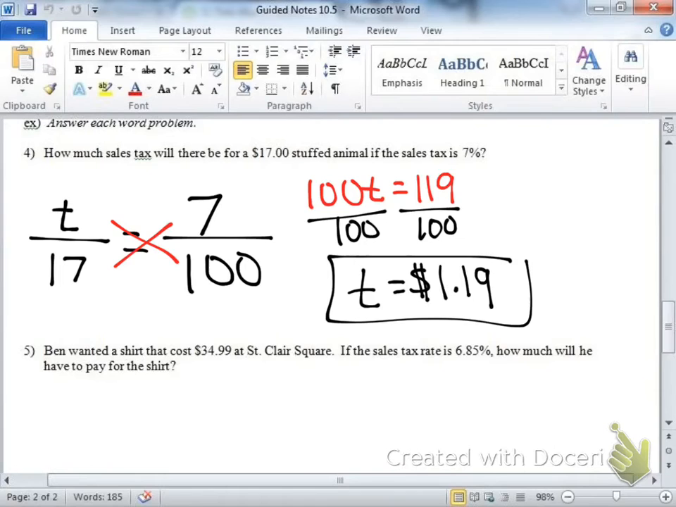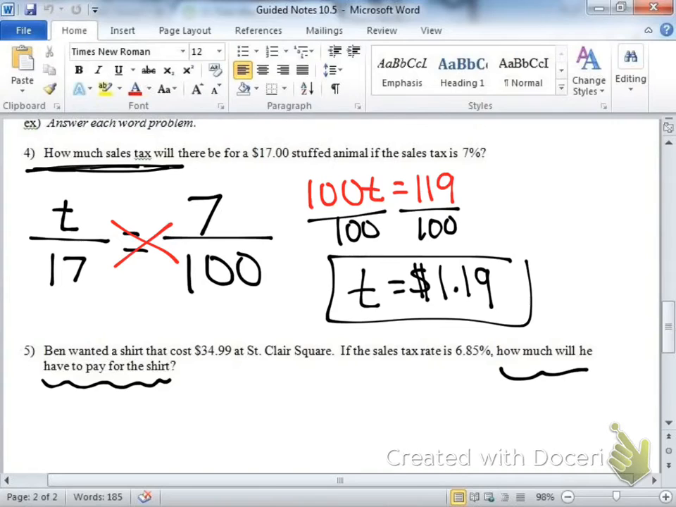Alright, but here, look, they asked me, how much will the sales tax be? So that's why I didn't have to do that addition step. The sales tax is $1.19. Now on this next one, do you see where it says how much will he pay? So we're going to have to find the tax and add it to the price of the shirt.